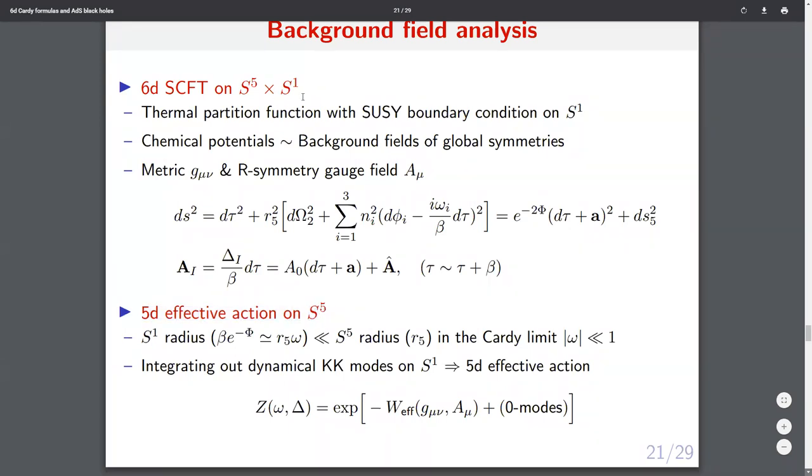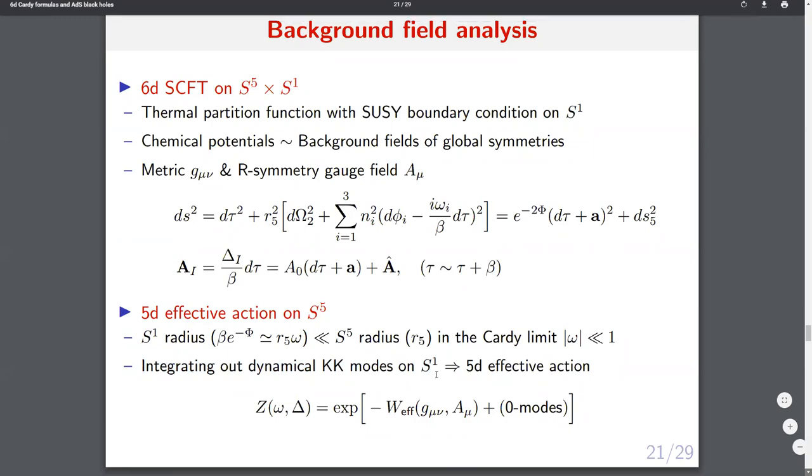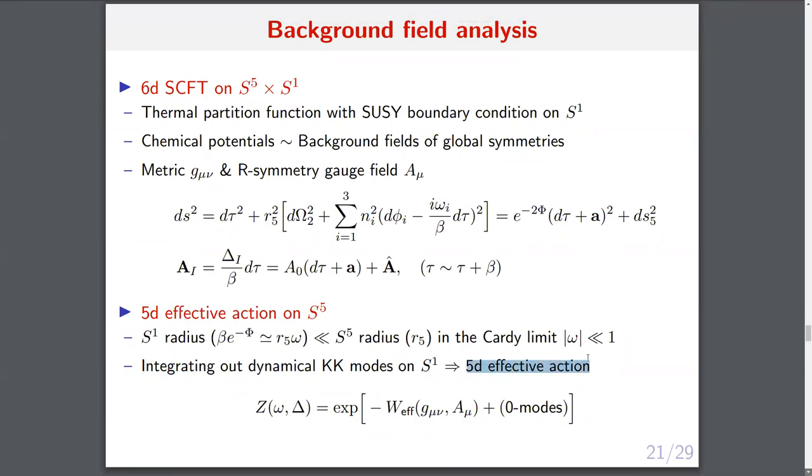First of all, this circle reduction can be validated in the Cardy limit because this S1 circle radius is proportional to R5 times omega, where R5 is the radius of the S5. So if we consider the Cardy limit where omega is much smaller than one, this S1 becomes much smaller than the S5, and we can integrate out all the dynamical Kaluza-Klein modes on the S5. After formally integrating out all of them, we obtain the 5D effective action of the background fields.